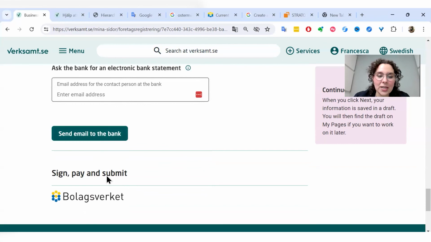Until then, you can't. So you then send the email, you sign, pay, and submit. And what do you pay? 1,900 SEK. That's the fee for this whole application. And you submit that, and then that's when they start processing.